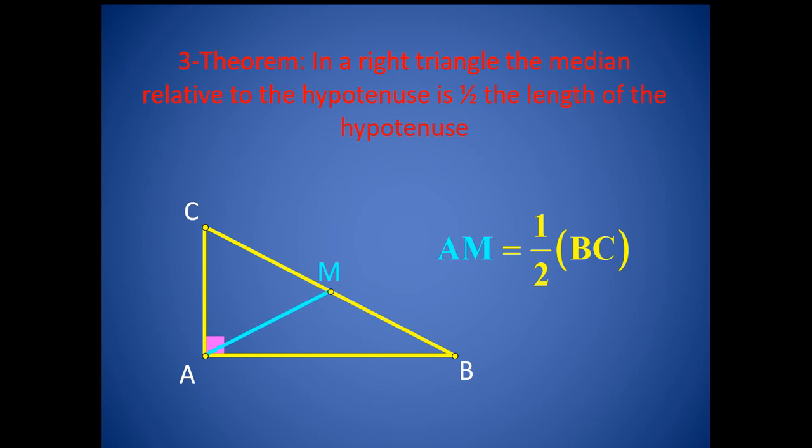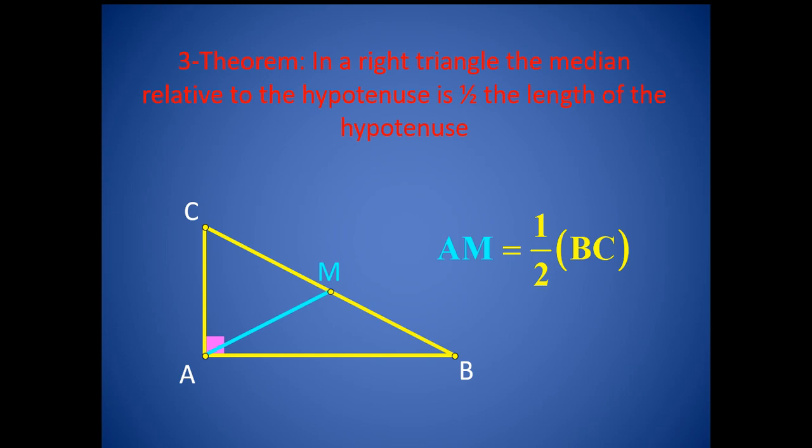What does it mean? It means that I can give you AM, for example, 4. I can tell you if AM is 4, calculate BC. So what will be BC in this case? 8. Or the inverse, I can tell you BC is, for example, 6. What will be AM? 3. So I can give you a question two ways.